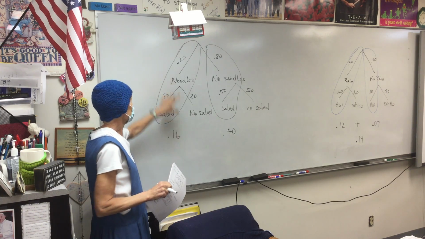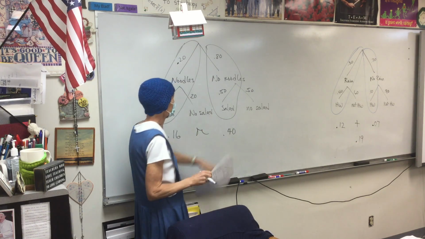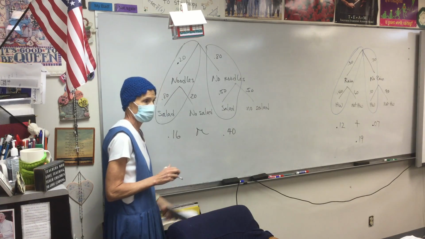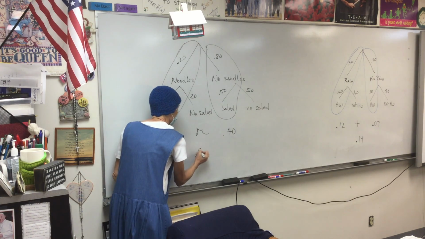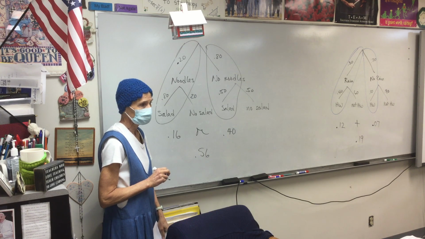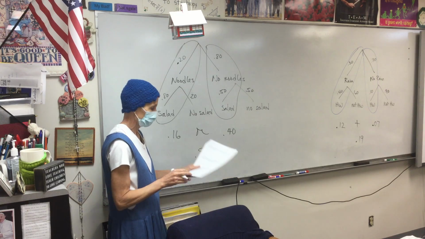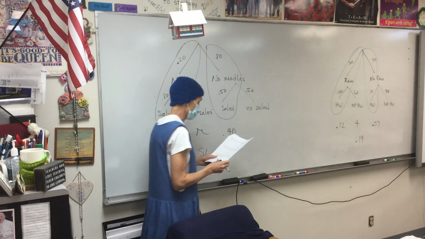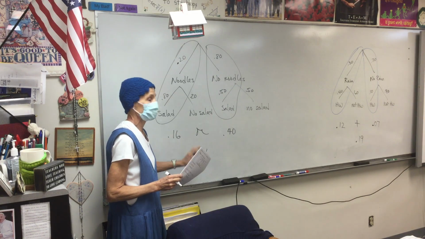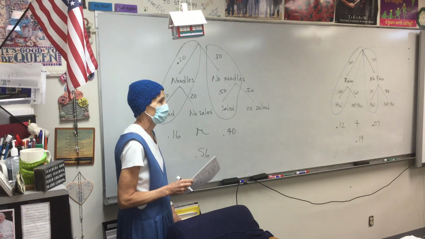Now I can have noodles and salad, or I can have no noodles and salad. So what am I going to do with those two numbers? Add them. So my answer is 0.56. Would you put the answer and you change it to like 56%? If you want to. It doesn't make me a single bit of difference. So 0.56 or 56%, either one.